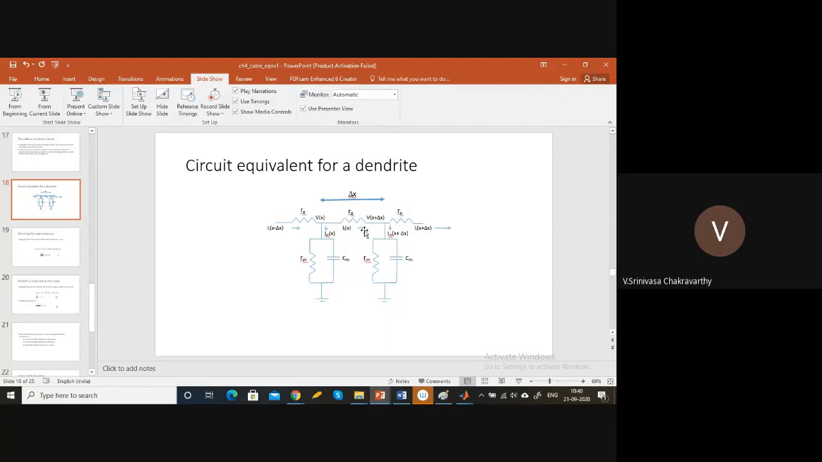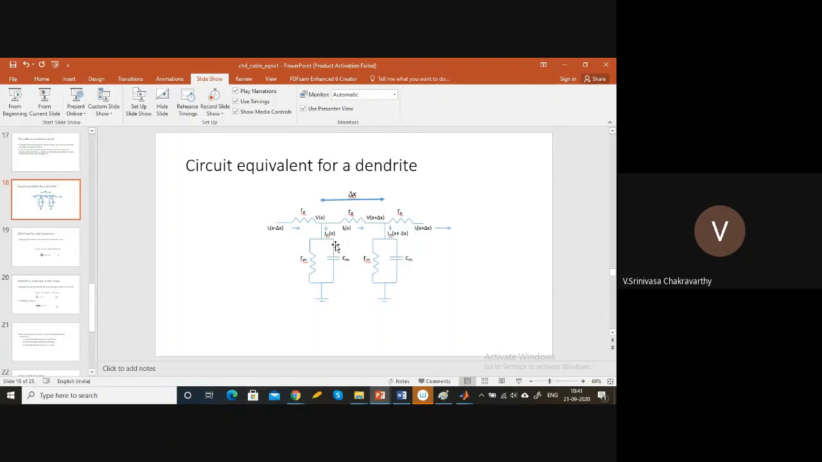So IA is in amperes. IM is per unit length, amperes per centimeter. Earlier we defined conductances per unit area, because for the Hodgkin-Huxley model we were discussing what happens in a patch of the membrane, and the basic quantities are also defined in terms of per unit area.